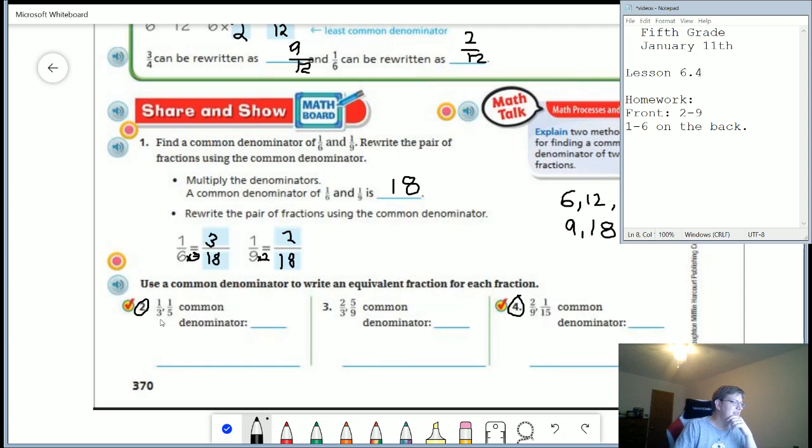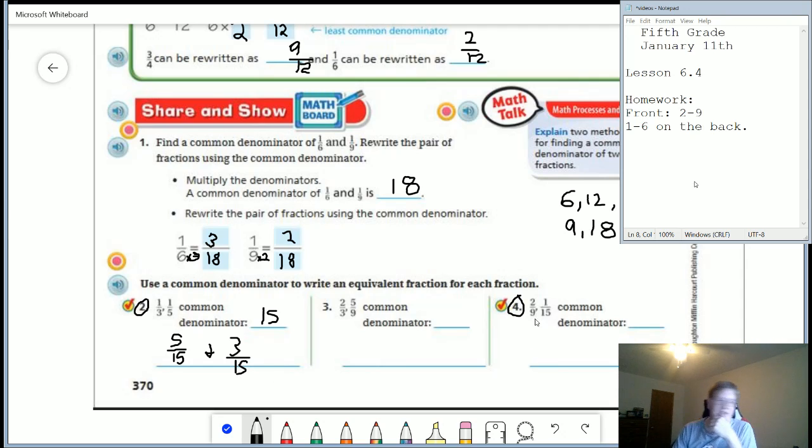So our common denominator for this one is going to be 15. If I count 5, 10, 15, that's 3 times 5. It's going to end up working out. And then for that, I'm going to multiply my left-hand side times 5. That's going to give me 5 over 15. I'm going to multiply the right-hand side by 3, and that is going to give me 3 over 15.